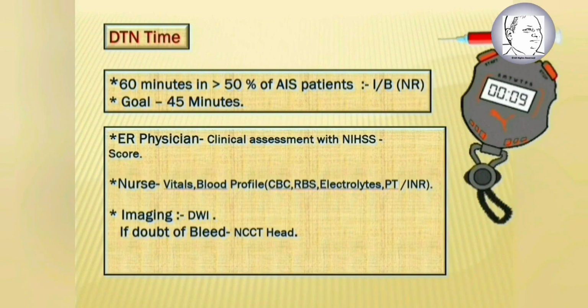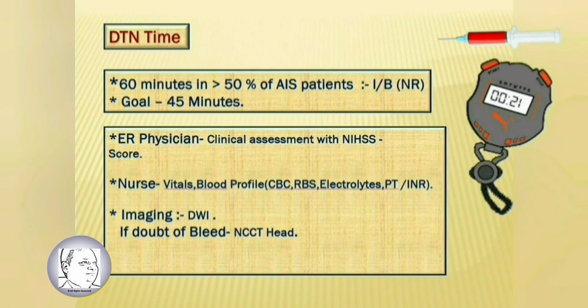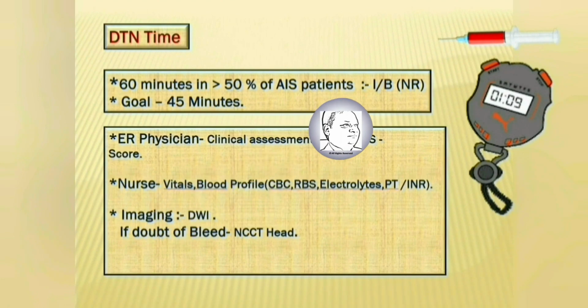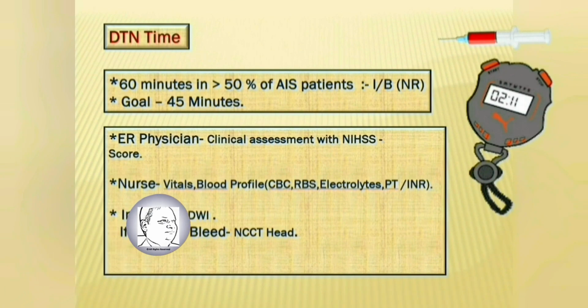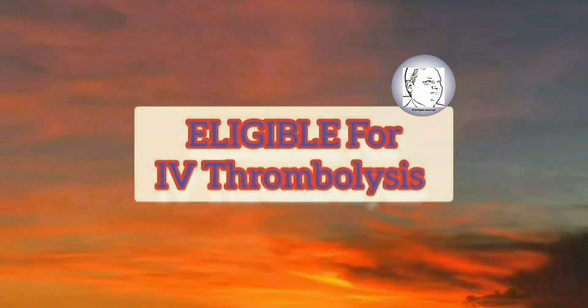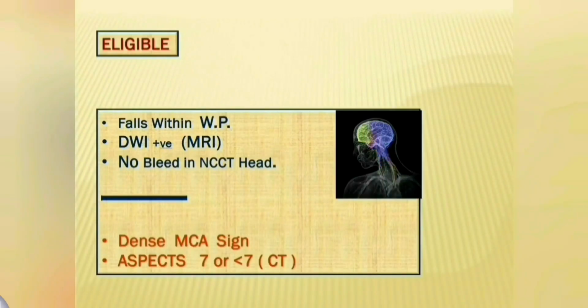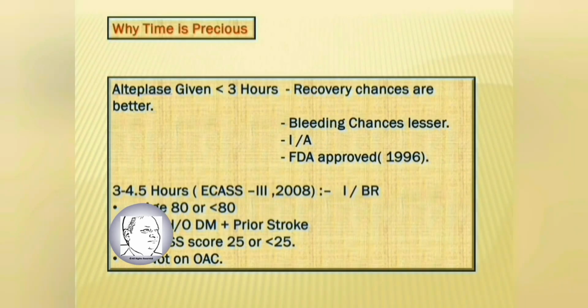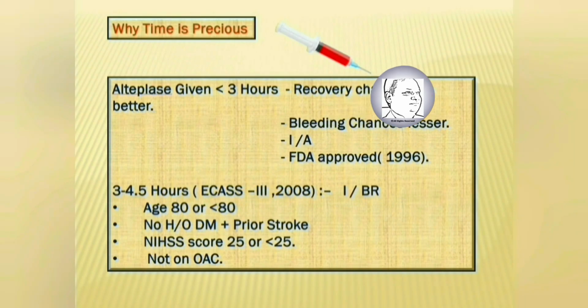Fast evaluation of NIHSS by the ER physician should be done. Side by side, blood profile is sent. Imaging should be done with a plain CT scan of the head to rule out ICH and other exclusion criteria. Patients eligible for IV thrombolysis fall within the window period, that is 4.5 hours, with no bleed or dense MCA sign on CT, or MRI DWI positive, and the ASPECT score is 7 or more. To save time, plain CT is preferable. Sooner the better. IV thrombolysis is given ASAP to have better results and fewer complications.